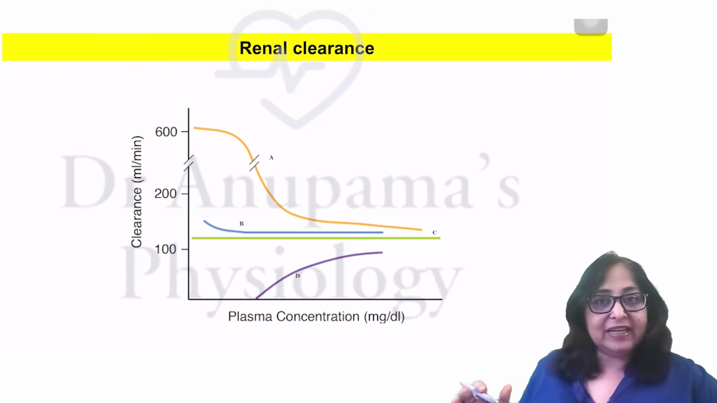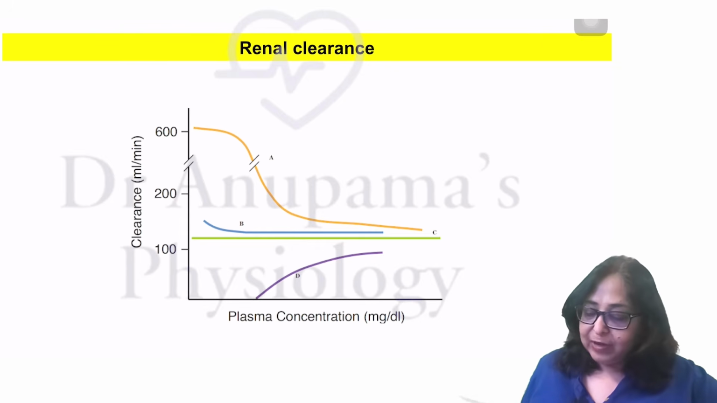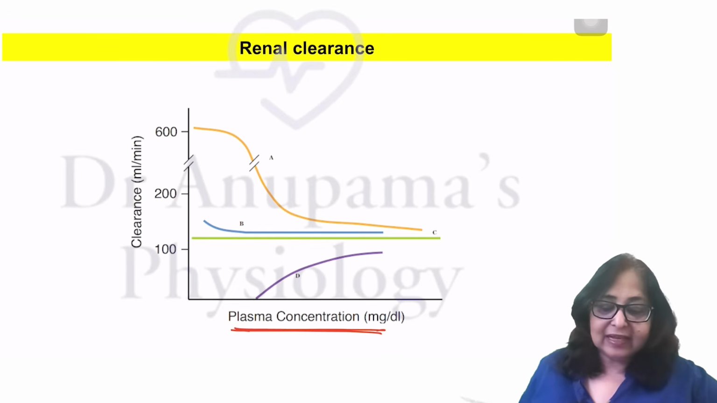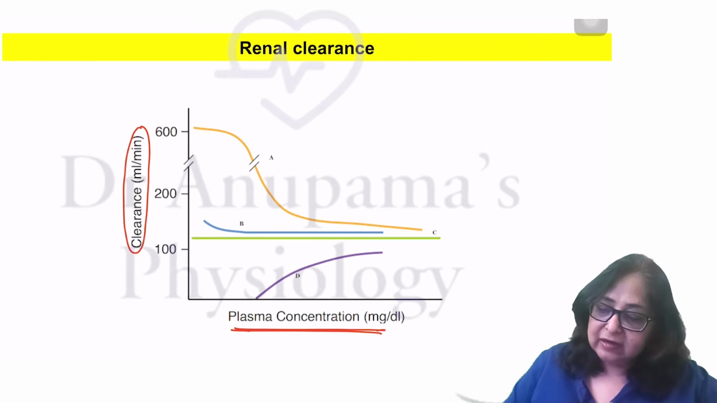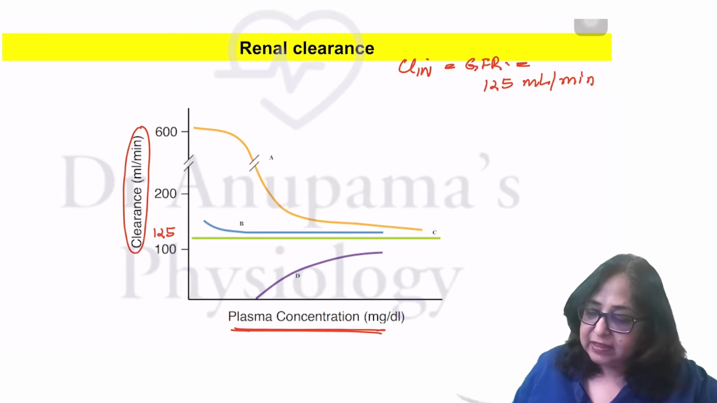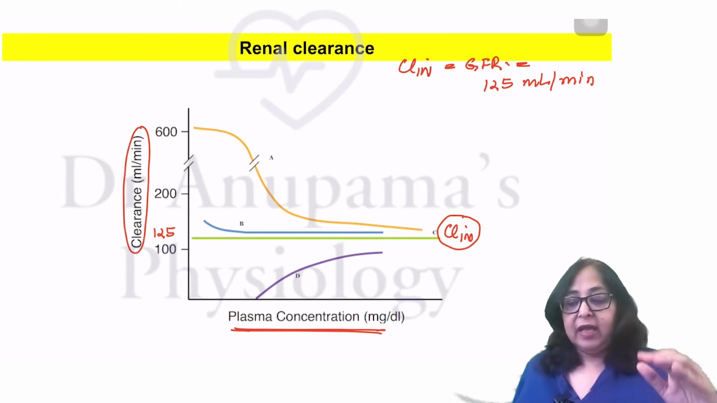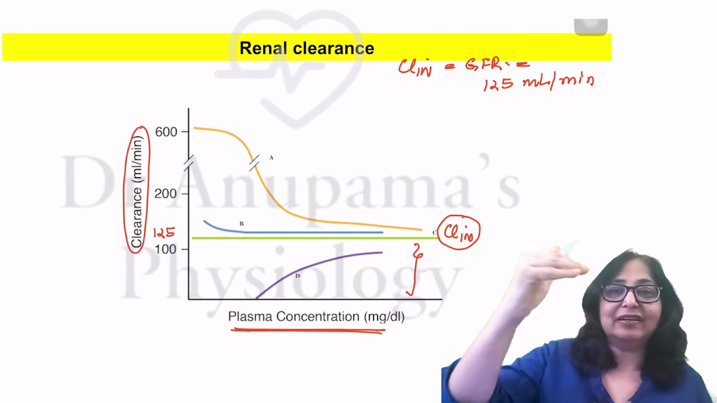Now, have a look at this graph. It has been asked in your NEETPG exam. You have plasma concentration in milligrams per deciliter on the x-axis and clearance in ml per minute on the y-axis. Now, we know that the clearance of inulin is equal to the GFR. GFR is 125 ml per minute. So at 125 ml per minute, this is going to be the clearance of inulin, equal to GFR.